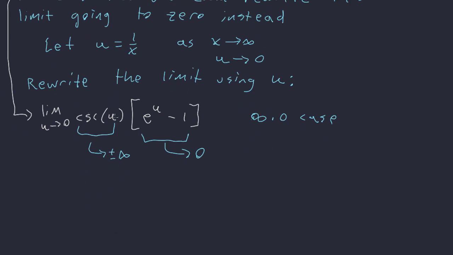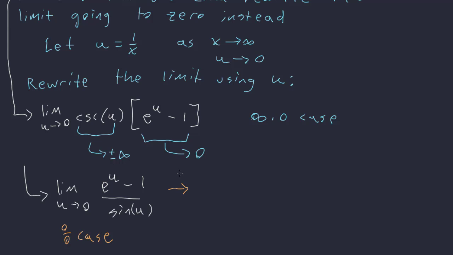Now, once again, since we have cosecant, we can fairly simply write this as a fraction by just writing this as 1 over sine. So we can rewrite this as the limit as u goes to 0 of e to the u minus 1 all over sine of u. And now we've made it a 0 over 0 case because, well, this part is still going to 0, but now sine of u as u goes to 0 is 0. So this is a 0 over 0 case, and we can now apply L'Hopital's Rule. Okay, so the derivative of the top is going to be just e to the u, and the derivative of the bottom is going to be cosine u.